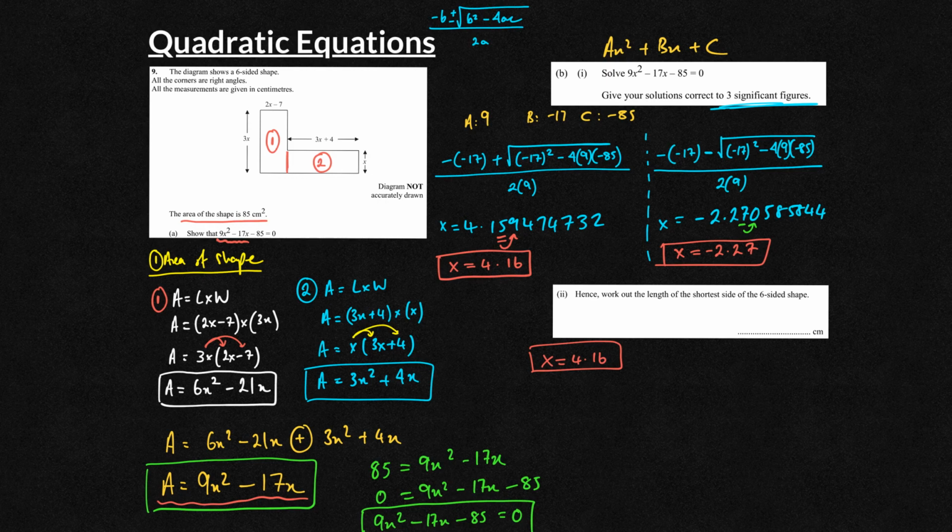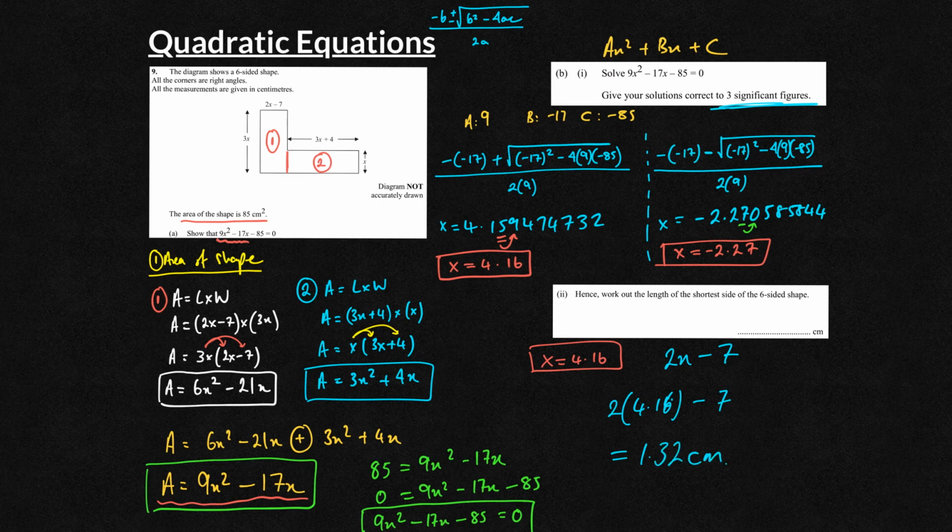So if we're looking at that shape, look for the shortest side. We can see that there is a side which is called 2x minus 7. So if we do that, 2 open bracket 4.16 minus 7, you get an answer of 1.32 centimeters as our shortest side.